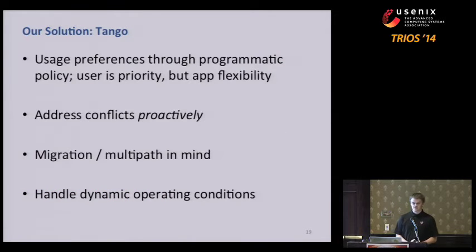So that brings us to our solution that we're talking about in this work, called Tango. Tango is a framework for mobile network usage management through programmatic policies. User and application preferences are encoded in what we call policies, where the user preferences are given top priority, but applications are still allowed some flexibility. Tango addresses resource conflicts in a proactive manner, and we'll look at what that means in a bit, and is built with network migration and network multipath support in mind.